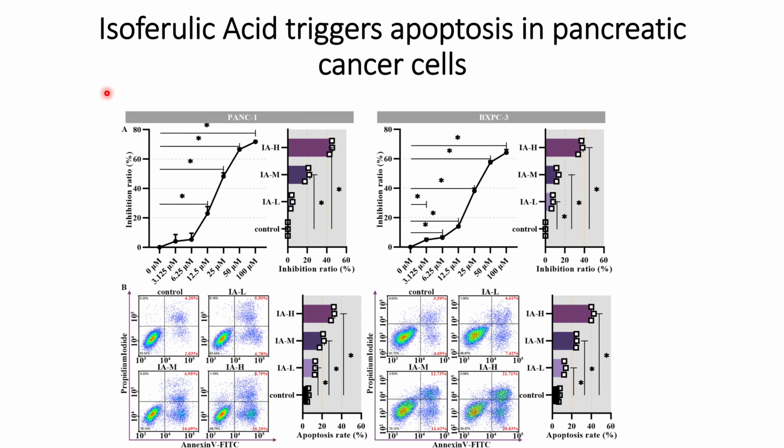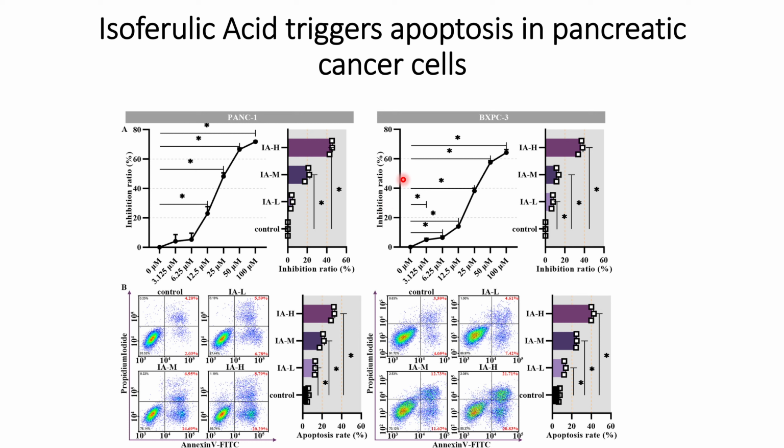with a dose dependent increase in isoferulic acid, and they were able to see that with the increase in isoferulic acid, the inhibition of the cells increases. And here the quantifications are on the right hand side, where we can see that at higher isoferulic acid the inhibition ratios are higher. Similar results are shown for BXPC3, where also we can see that with increase in the dose of isoferulic acid, the inhibition ratios are also high.